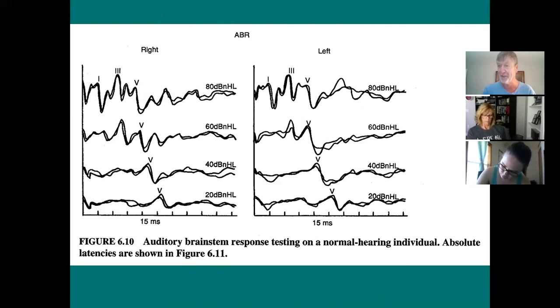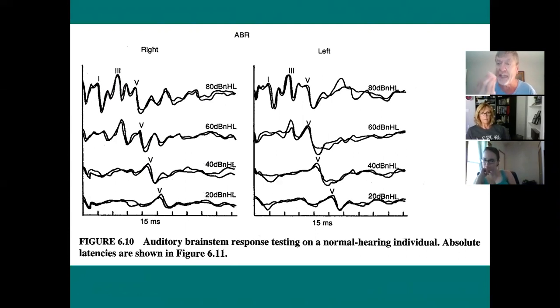Now we're cooking here. And look at this picture. When they made it at 80 dB, those 5 peaks stood out like crazy. When they made the clicks 60, the peaks began to disappear a little bit. They got later and they got smaller. And when you made the sound 40, the peaks really began to disappear, and the only peak left was peak 5. And when they made the sound 20, only peak 5 existed.